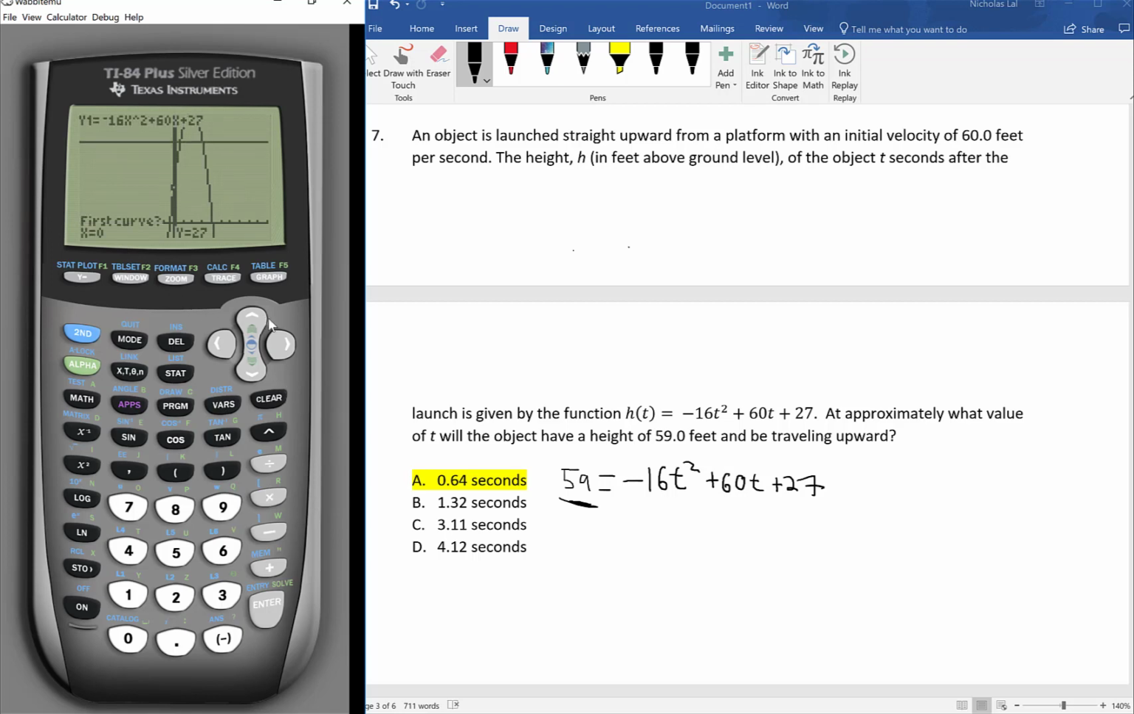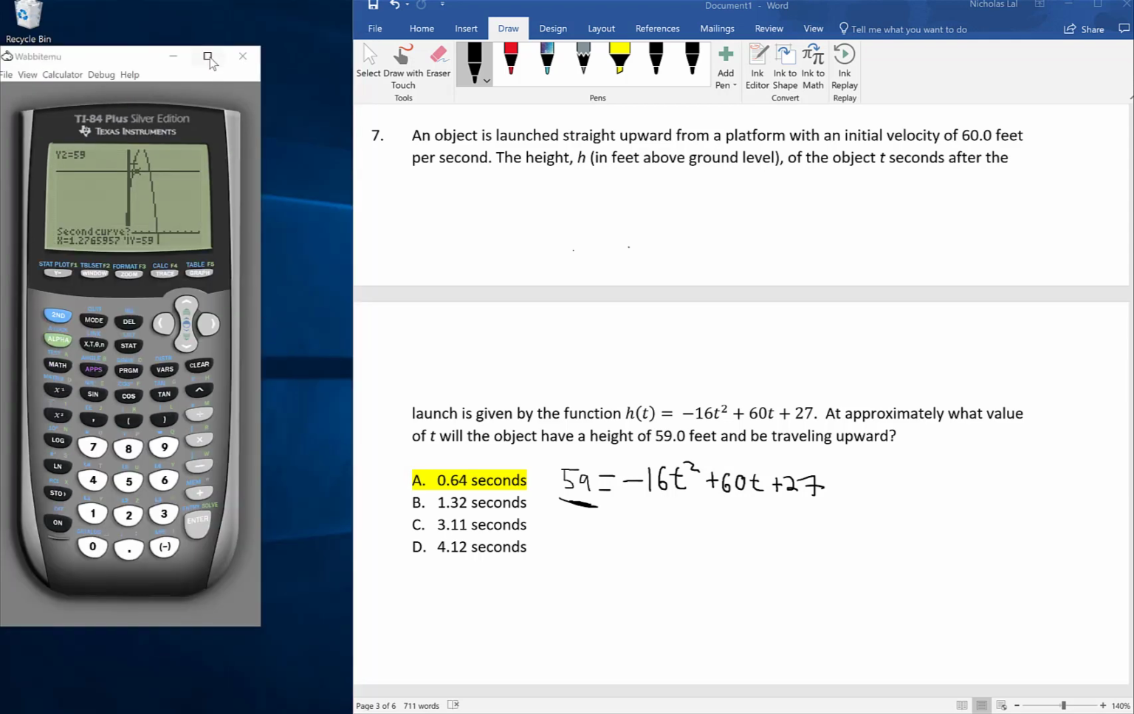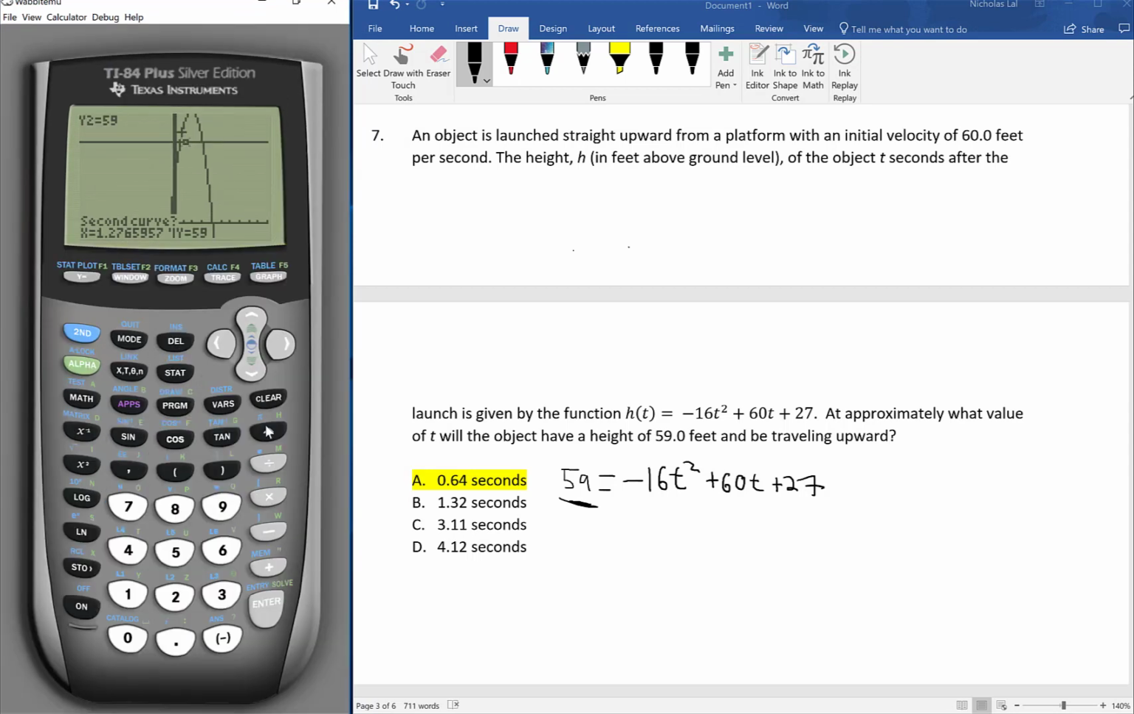The intersection is going to go up, and you have the first curve. I identify the first curve. The second curve, I'm on the second curve, and then use my best guess. So this is the approximate. This is when the object's going to be traveling upward.